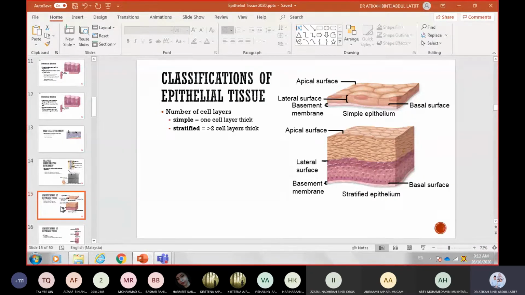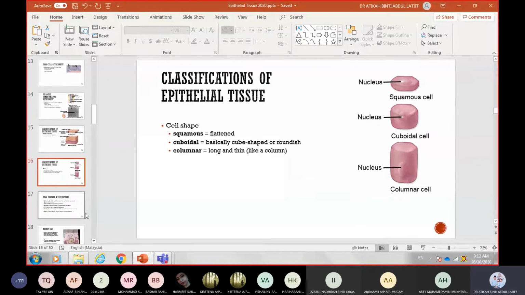Okay, so on top of that, we also classify or name the epithelial cells according to the shape. If it's flattened like this, you call it squamous cell. If it's cuboidal shape like this, or not too tall, we call it cuboidal. And if it's very tall, we call it columnar epithelium.